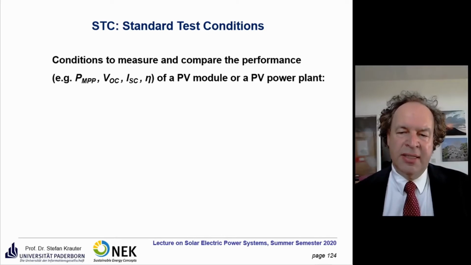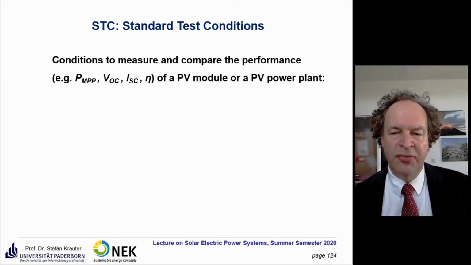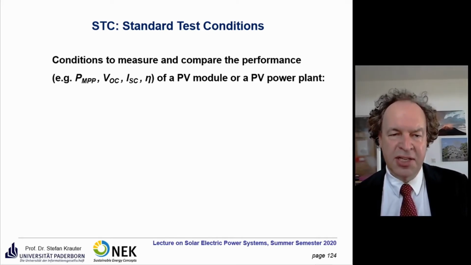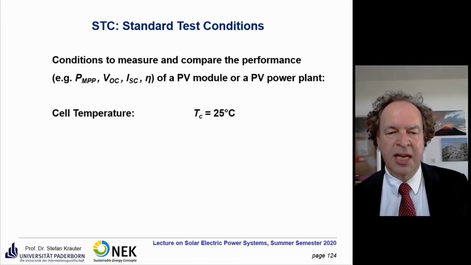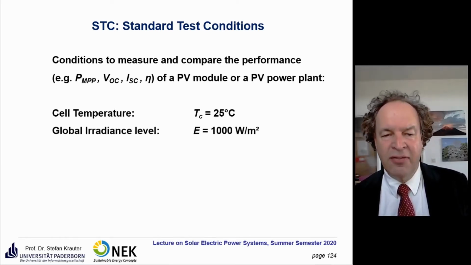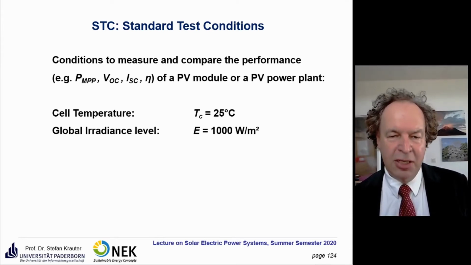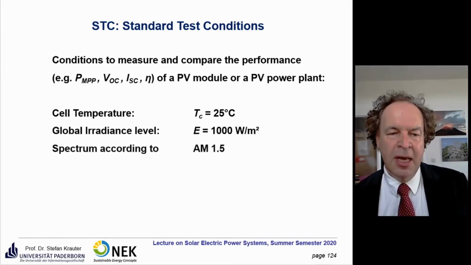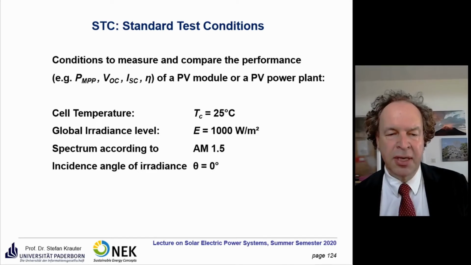Usually, if you buy a solar module, you have a given power output, and usually this power output refers to the standard test conditions. These standard test conditions are the following. You have the cell temperature, for example, 25 degrees, an irradiance level of 1000 watt per square meter, which is quite a lot, which seldom occurs in Germany, a spectrum according to AM 1.5, an incidence angle of the irradiance of 0 degrees, so the irradiance hits perpendicular to the solar module.